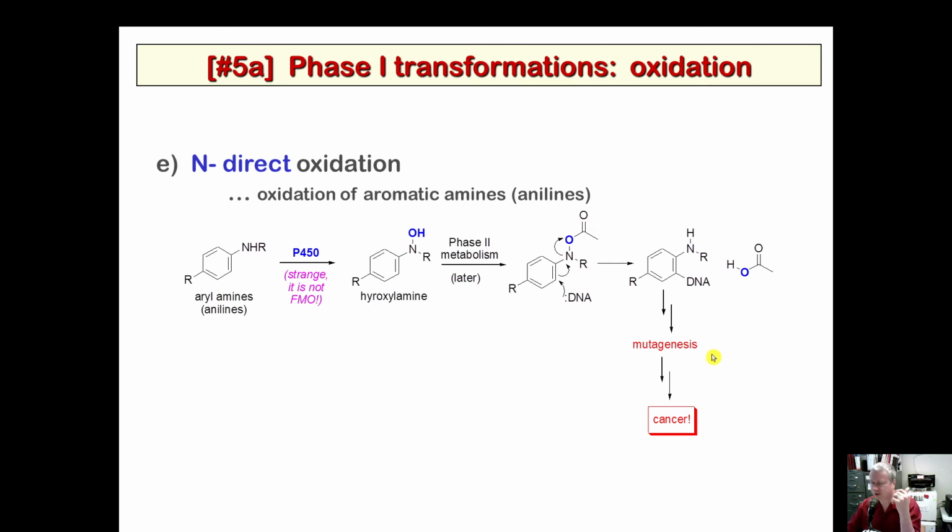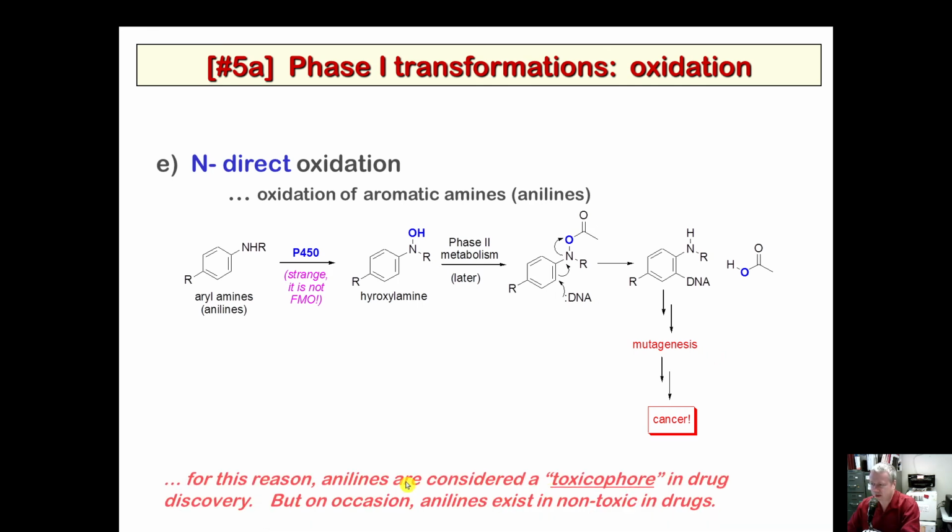A little bit of liver damage is okay. Okay, so for that reason, we consider anilines as what's called a toxicophore, which is kind of like a chromophore, but for toxicity. But there are anilines that exist in non-toxic drugs. For example, Tylenol. Tylenol has an aniline. Generally speaking, though, a simple aniline with nothing on it, like an NH2, those are usually associated with some kind of toxicity through something like this.